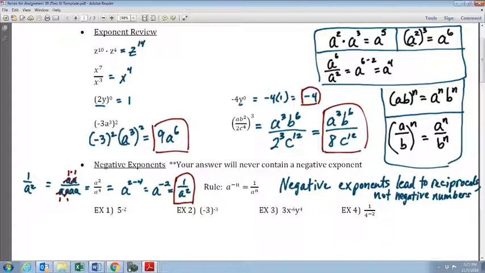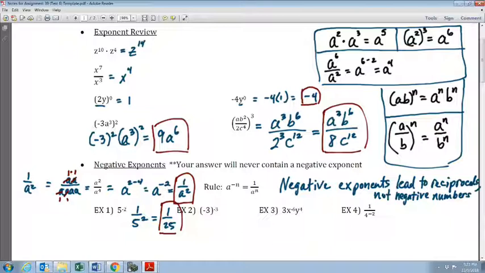So on number 1 here, we have 5 to the negative 2, so we're going to write that as 1 over 5 to the positive 2. And of course 5 squared is 25, so we get 1 over 25. So I want you to notice 5 squared is 25. 5 to the negative 2 is 1 over 25, the reciprocal of 25.